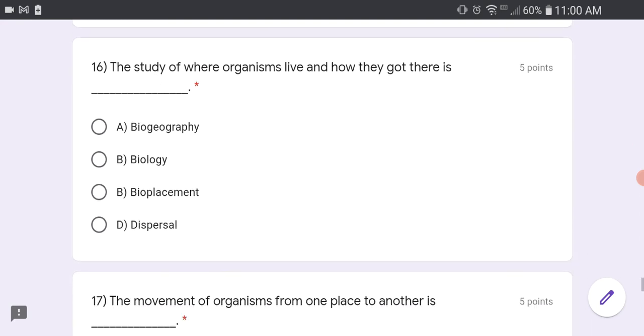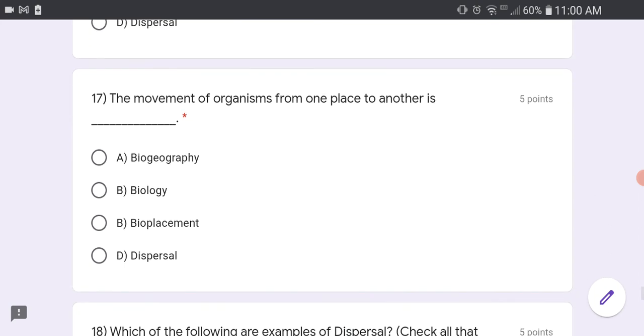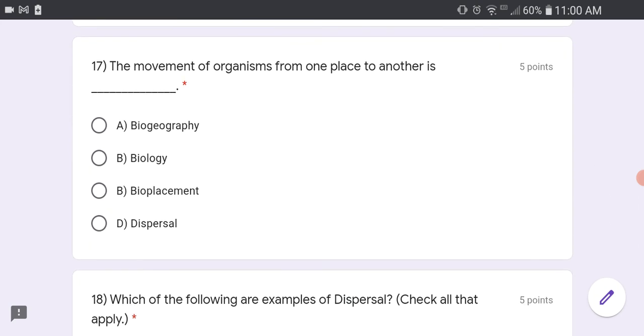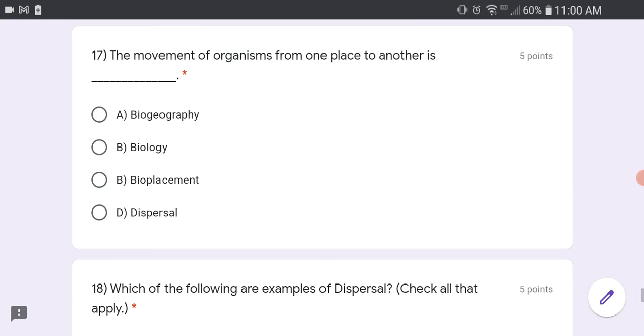Number 16. The study of where organisms live and how they got there is A, Biogeography, B, Biology, C, Bioplacement, or D, Dispersal. Number 17. The movement of organisms from one place to another is A, Biogeography, B, Biology, C, Bioplacement, or D, Dispersal.